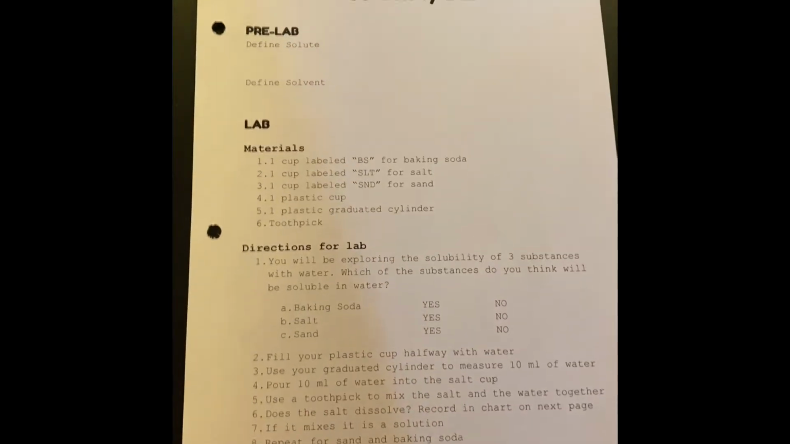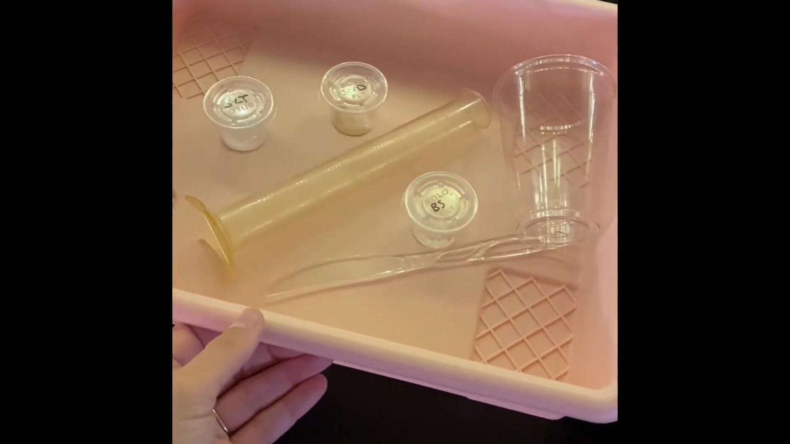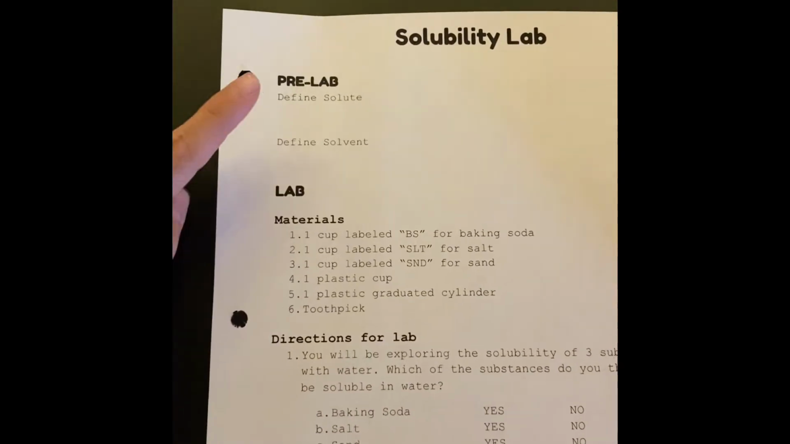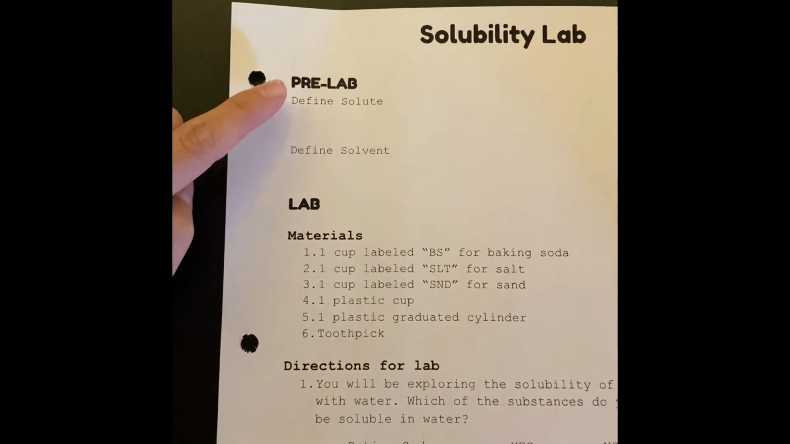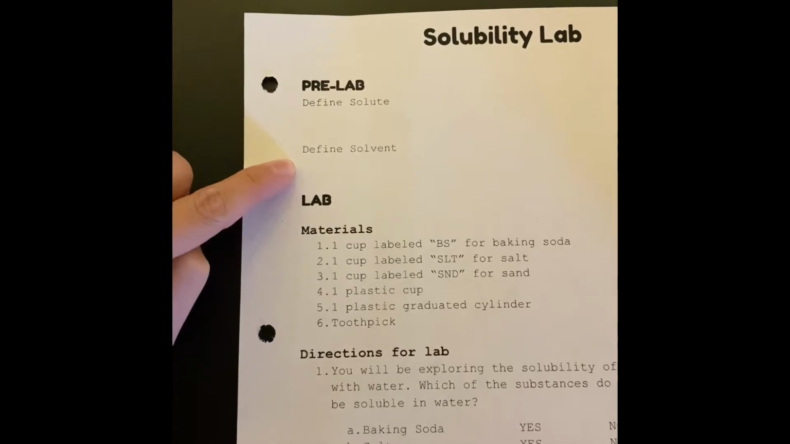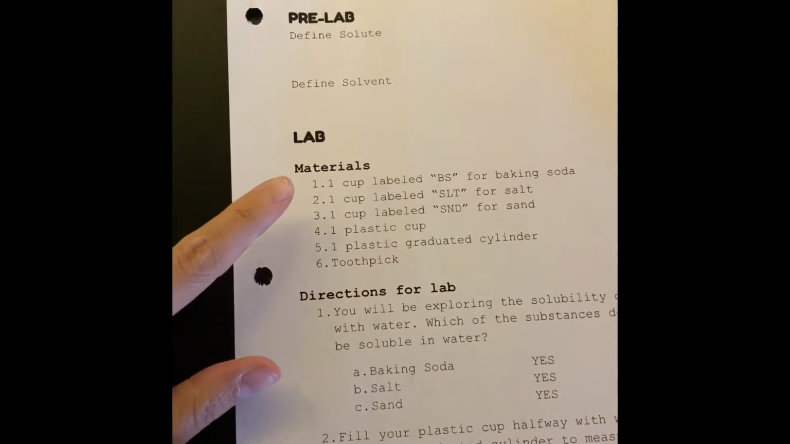For the Solubility Lab, you need your paper, and you also need to go to the left of station number 2 and get one of these trays and bring it back to your seat. After you have your materials, you're going to go ahead and define solute and solvent. Your materials are here, so double check that you have it.